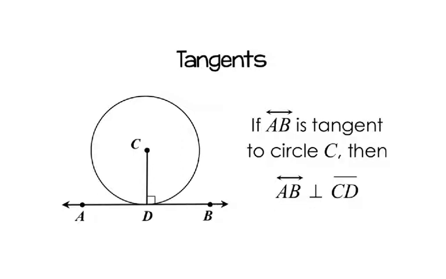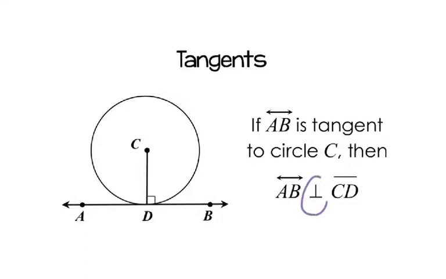So, tangent line is the line AB down here. So it's a line that just touches a circle only once. Alright, so if you'll notice, we have a radius CD and we have a tangent line AB. So here's the theorem. It says if AB is tangent to circle C, then AB is perpendicular to CD.